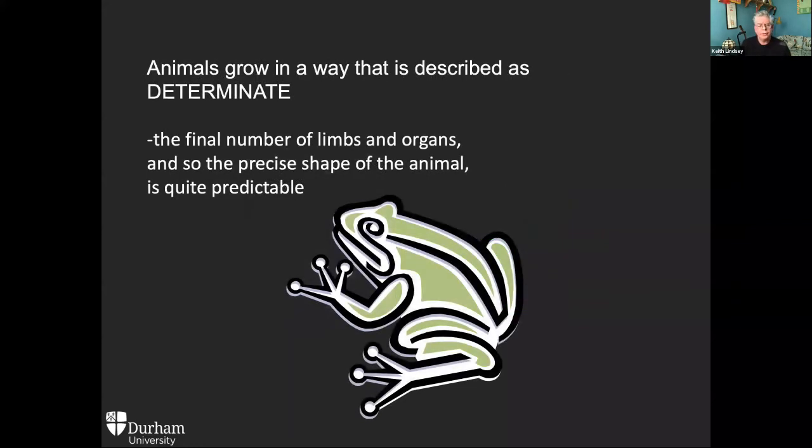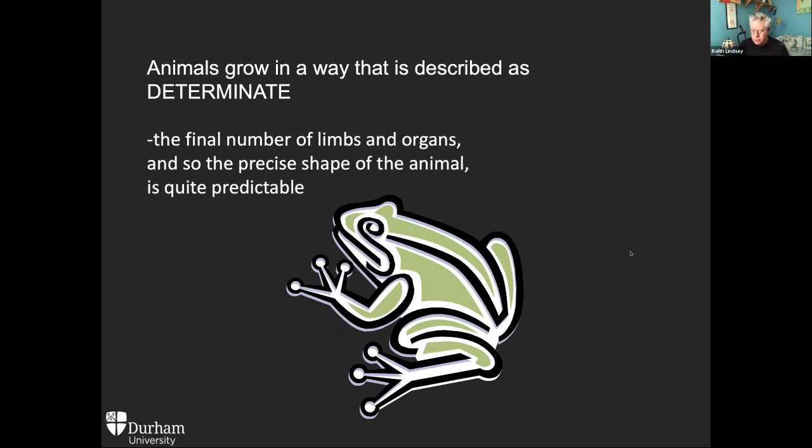And one of the features, of course, of animals and the way they grow is that they do this in a kind of determinate way, what's described as determinate. And what that means is that the final structures in place, the limbs and organs, and the shape of the animal is generally pretty predictable. You know that this frog's going to have 2 arms and 2 legs and however many toes it's got, etc.